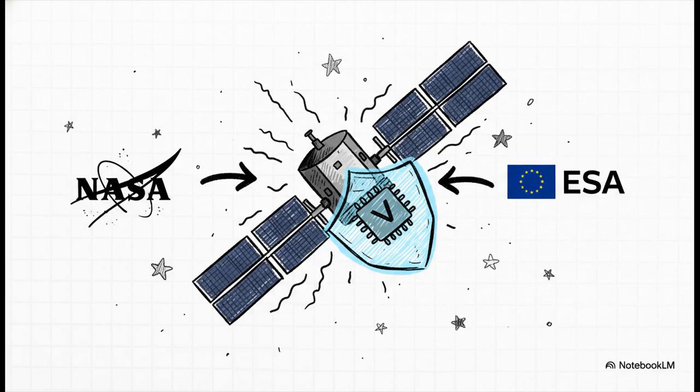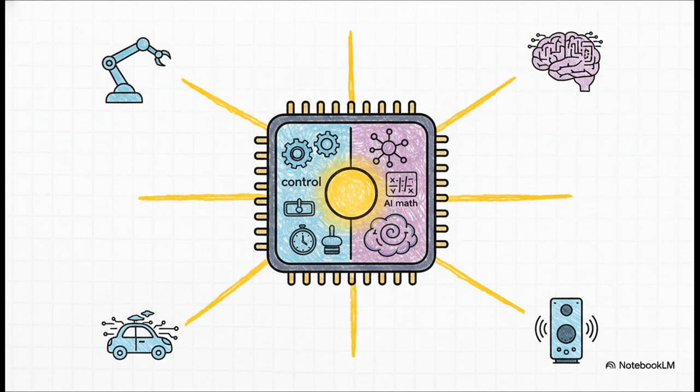That's right, both NASA and the European Space Agency are adopting it. And why are they picking it? Because it's open, which means they can build completely custom, radiation-hardened chips that are perfect for the brutal conditions of space. And then, of course, there's the one technology that's touching everything right now, AI.